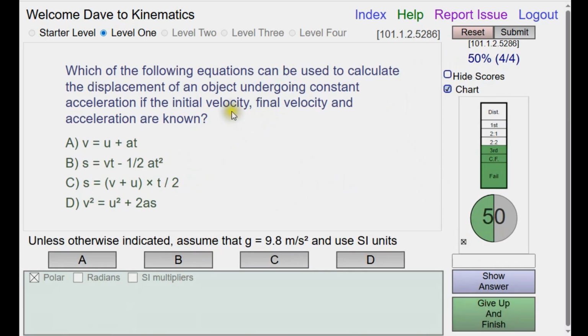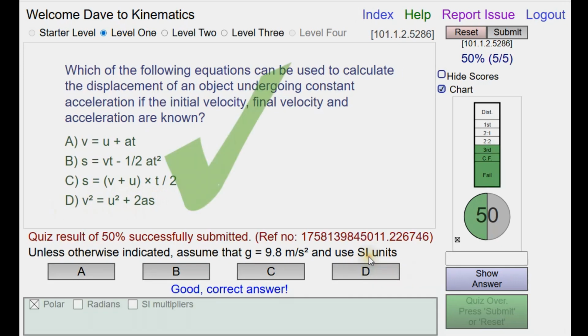Which of the following equations? Okay, so we know v, we know u, and we know a, and we want s. So we want the one that doesn't include time. That is D. Correct answer, D. Great. Now, I have finished a quiz of 5 questions.